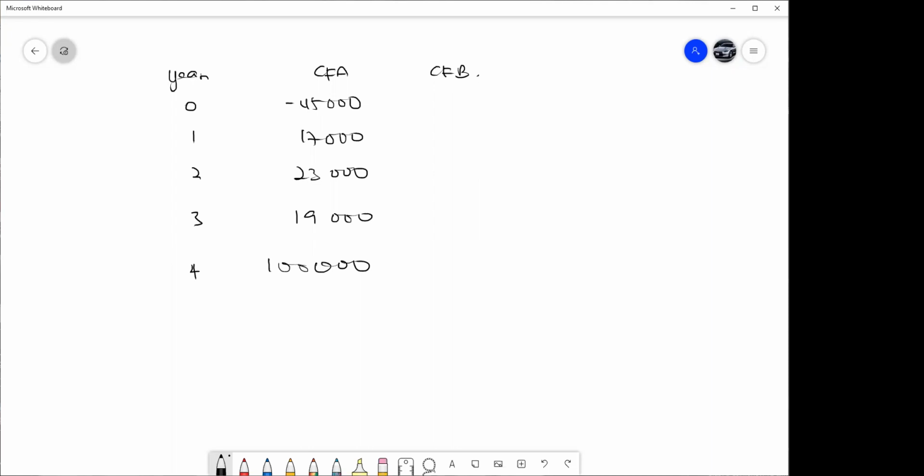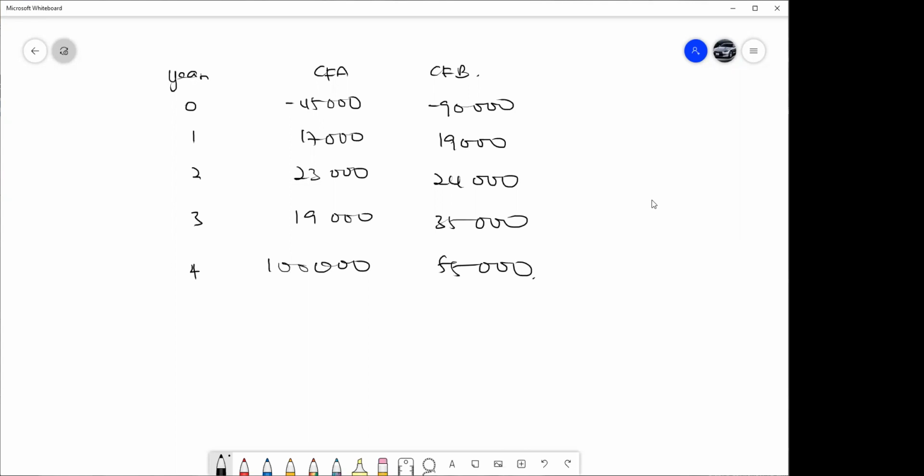Cash flow B starts with negative 90,000. Then move on to 19,000 as cash flow in year 1, 24,000 in year 2, 35,000 in year 3, and 55,000 in the final year. So this is the information given to you in the question.